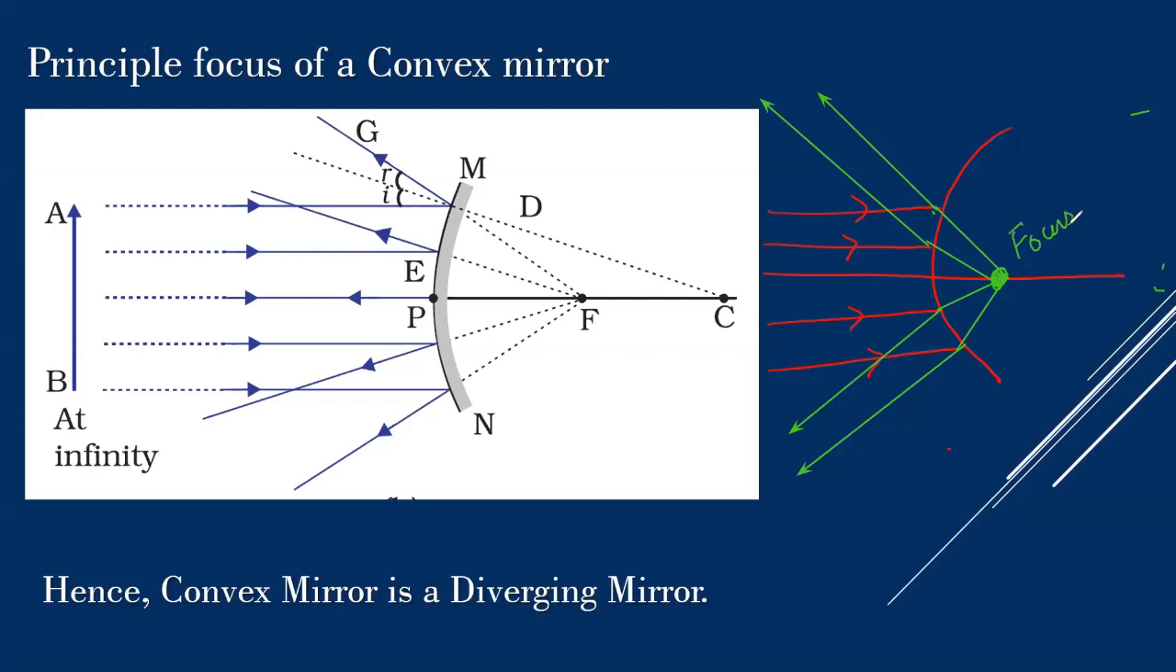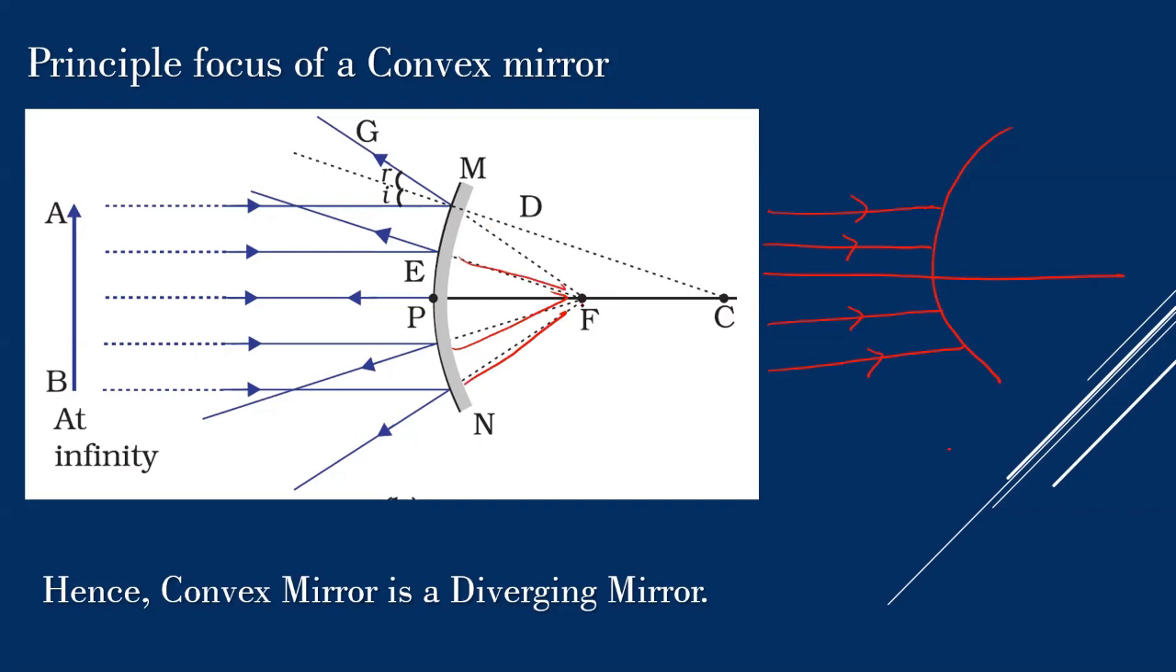Understood? So if you observe the diagram over here, see these light rays are getting diverged and they appear to come from a point which is behind the mirror. So this is your focus. Again, very important diagram. A 2-mark question can come: explain how a convex mirror is a diverging mirror, or explain how the principal focus of a convex mirror is defined.